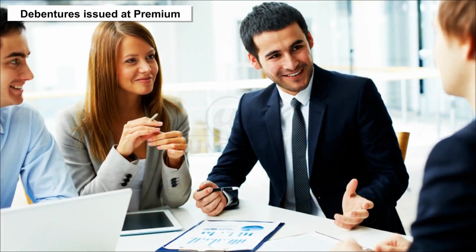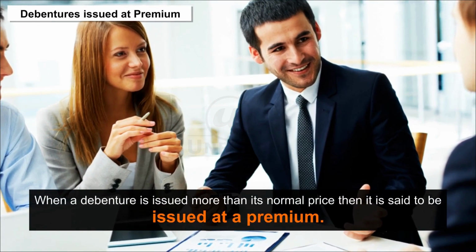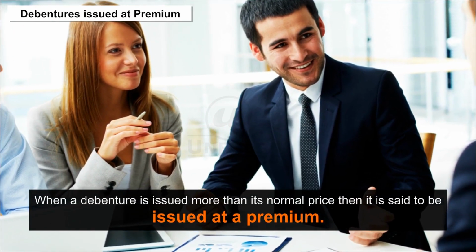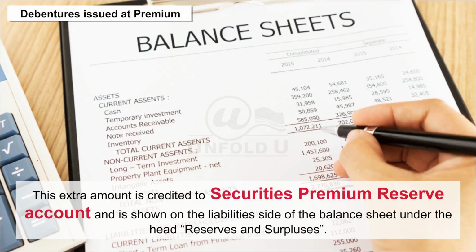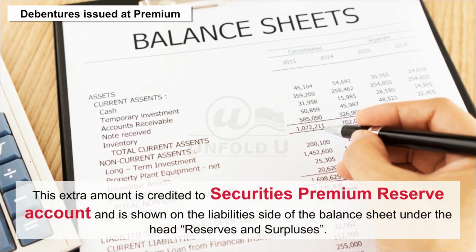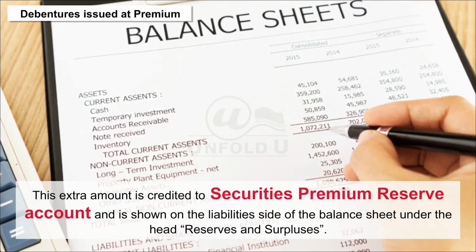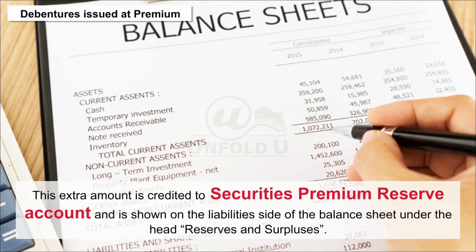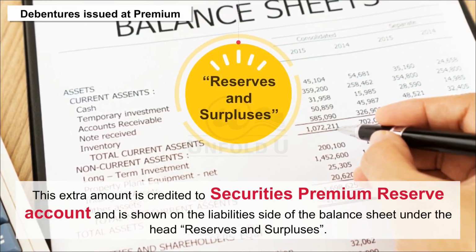Debentures issued at premium. When a debenture is issued at more than its normal price, then it is said to be issued at a premium. This extra amount is credited to securities premium reserve account and is shown on the liabilities side of the balance sheet under the head Reserves and Surplus.